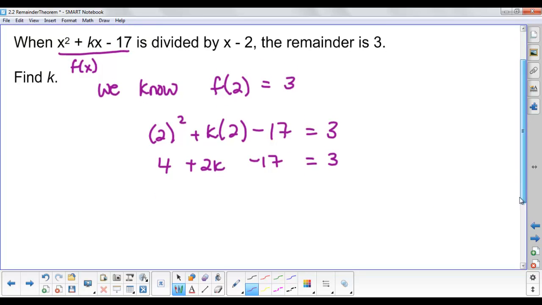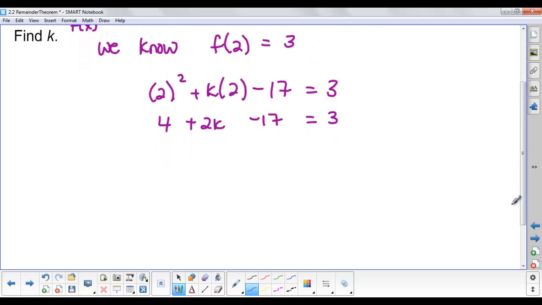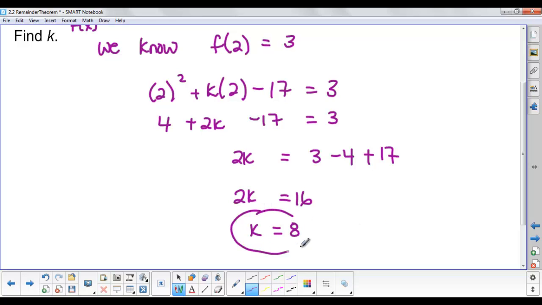So this just becomes a very simple isolate k and solve. So we'll move everything but k to the other side. So 3 minus 4 plus 17. 2k is 16, and that gives us k equals 8. So our function, or the dividend, was x squared plus 8x minus 17.